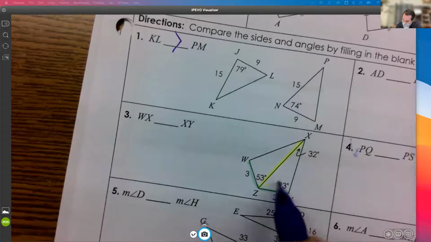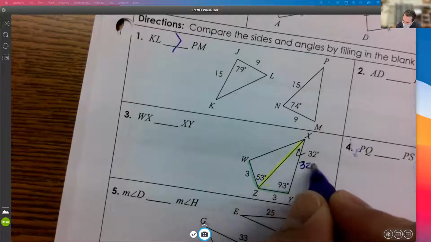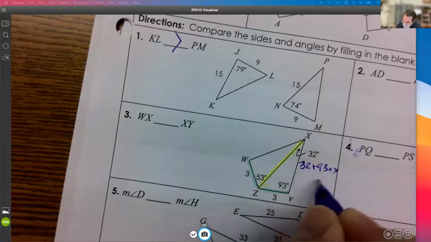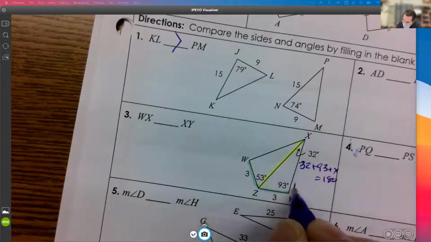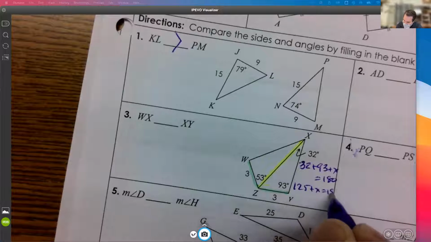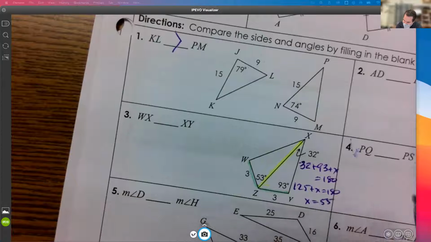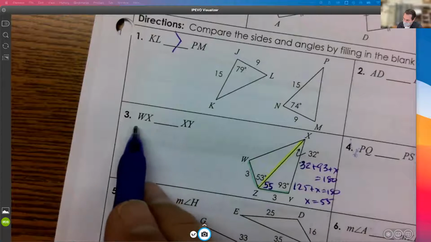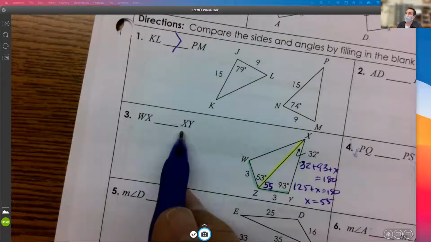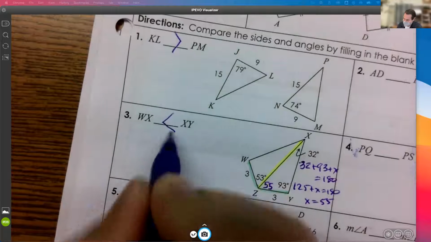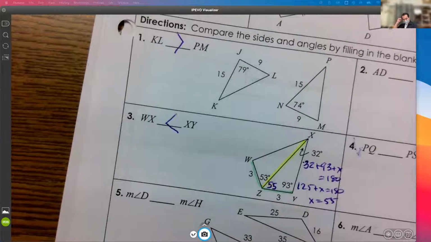So let's find what the missing angle here is. 32 plus 93 plus X equals 180. 125 plus X equals 180, so X equals 55. If this one's 53 and this one's 55, is WX bigger or smaller than XY? Smaller. Okay.